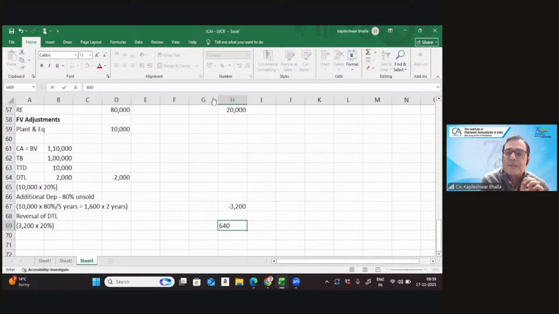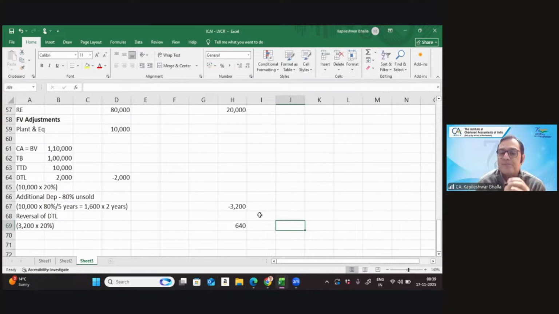So if you go systematic, it's going to be easy. Because in this particular case, when you're working out the inputs, we know that when the fair value adjustments arose, it was leading to a DTL. And when you depreciate, it leads to a reversal. When you sell, it leads to a reversal. This takes care of the 80% unsold portion.